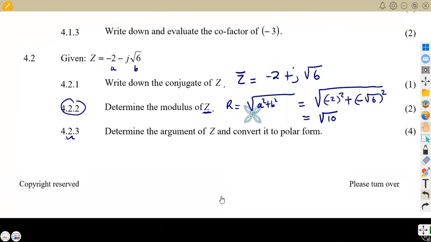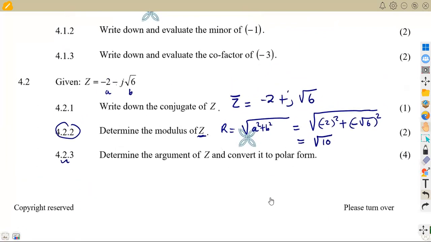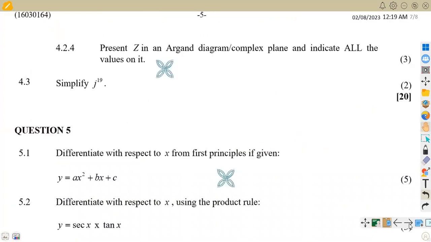All right, that's supposed to be on the next page. You've got a 10 over there, so let's turn over and see. On the other part, we are now given: represent z in an Argand diagram, complex plane, and indicate all values on it. Okay, so they are now saying indicate z on the Argand diagram. So that's 4.2.4.